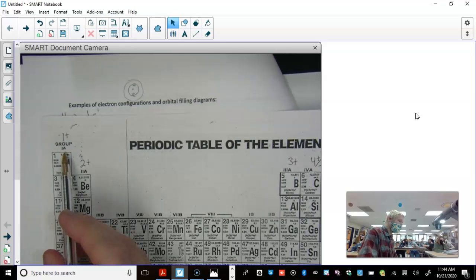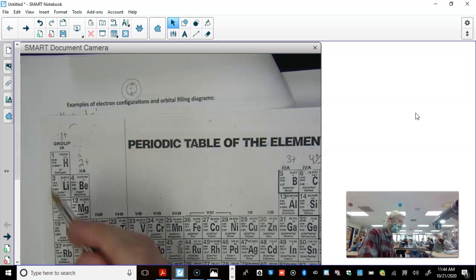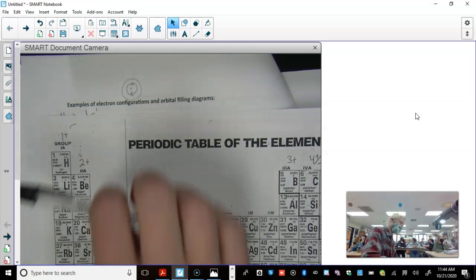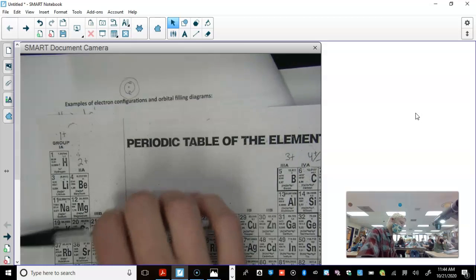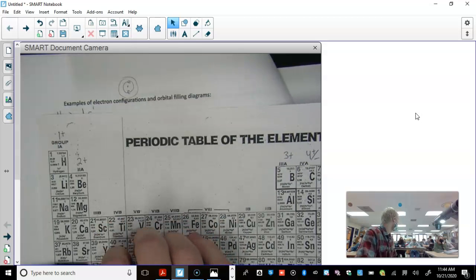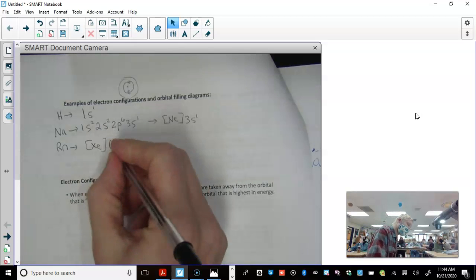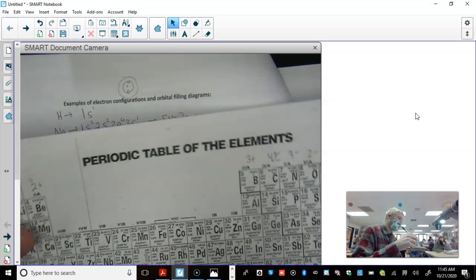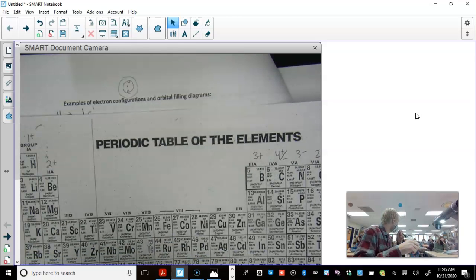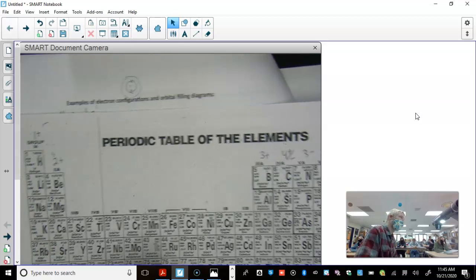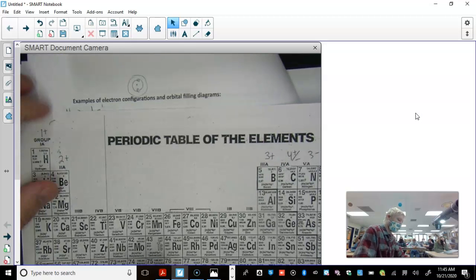55 is in column 1. It's in the S section, and we're in row 1, 2, 3, 4, 5, 6. Row 6, so energy level 6, n equals 6, further from the nucleus. So I'm going to write 6. It's in the S section. And remember, the S orbital can only have how many electrons? 2, max of 2. So 1, 2, and I filled it up. That's as far as I go.